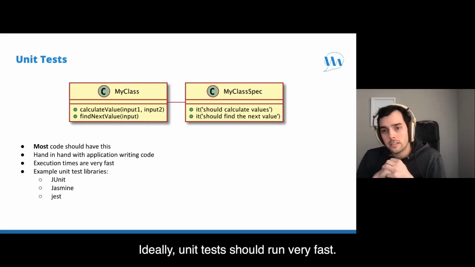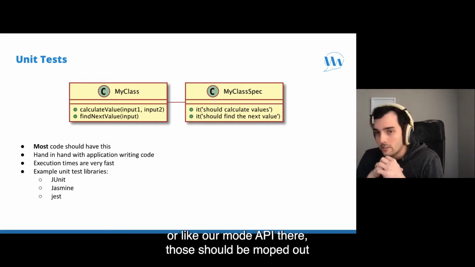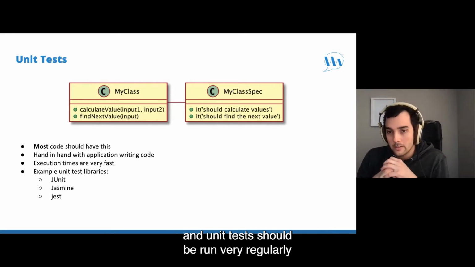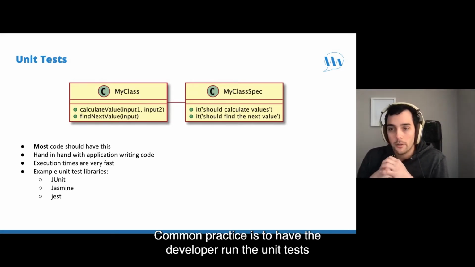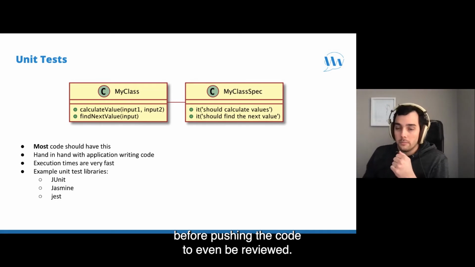Ideally, unit tests should run very fast. Any external services, such as databases or a remote API, should be mocked out. And unit tests should be run very regularly by the developer. A common practice is to have the developer run the unit tests on their local environment before pushing the code to even be reviewed.